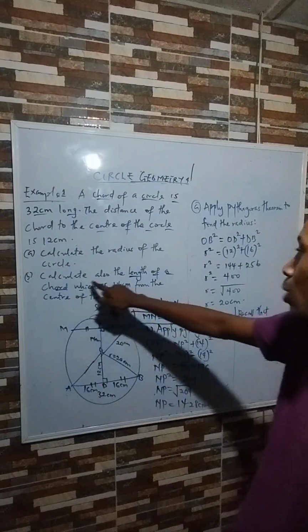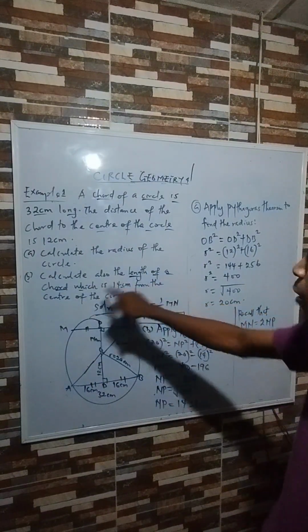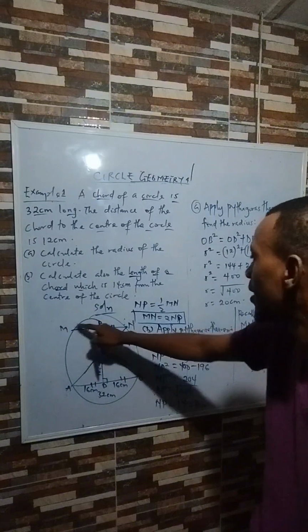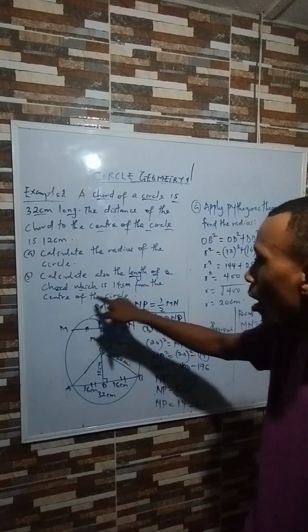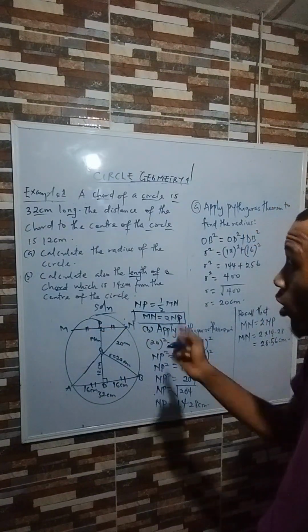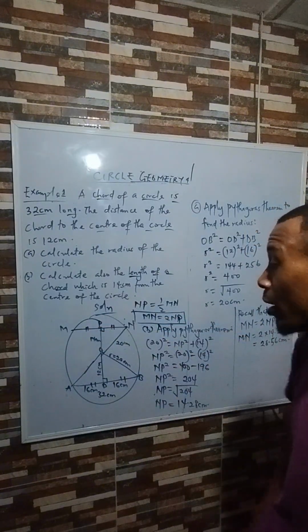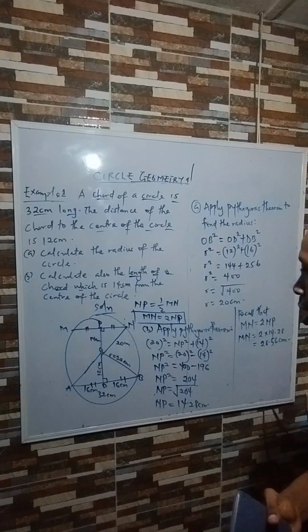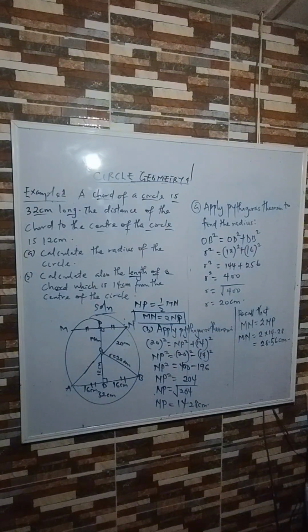So the question says we have to calculate also the length of a chord which is 14 centimeters from the center of the circle. Remember what we said? Theorem 3: equal chords are equidistant from the center of the circle. So this is a clear indication that explains theorem 3 as the case may be. So this is example 1.